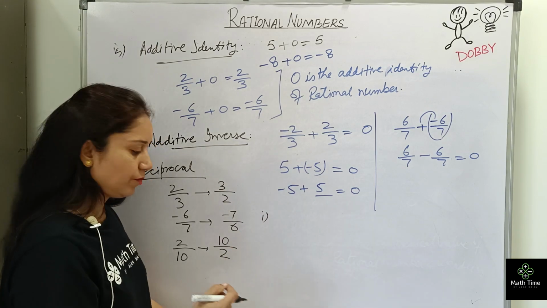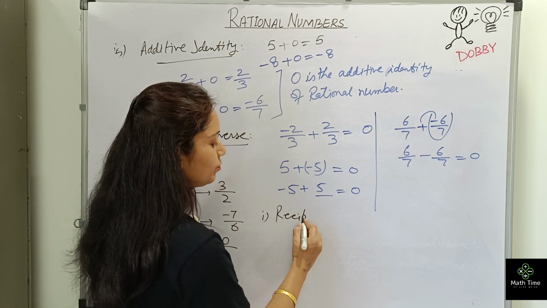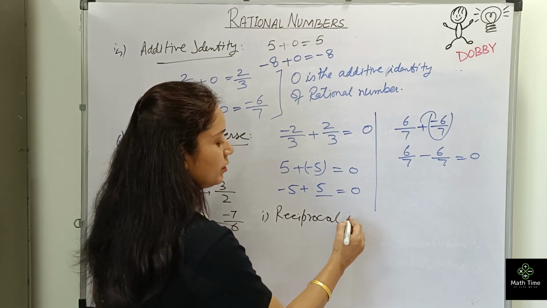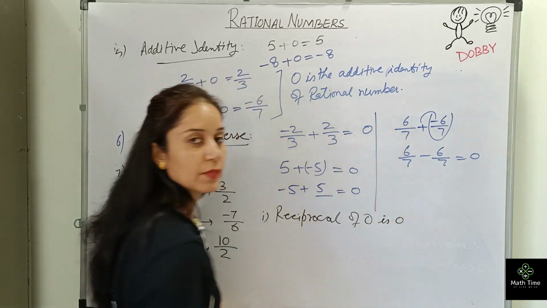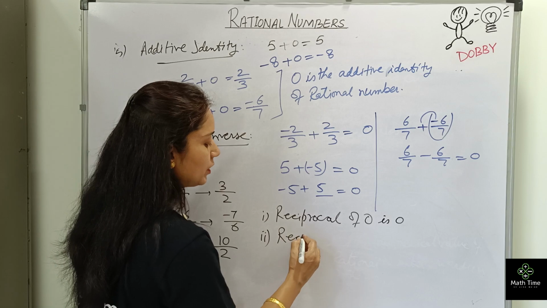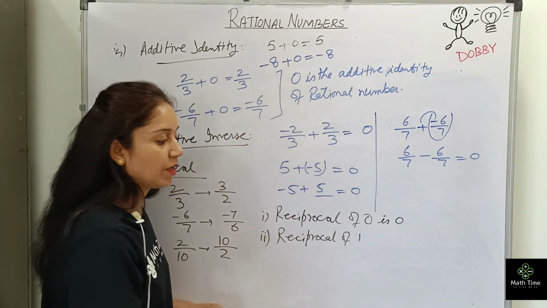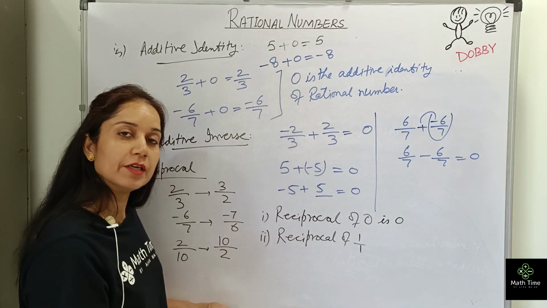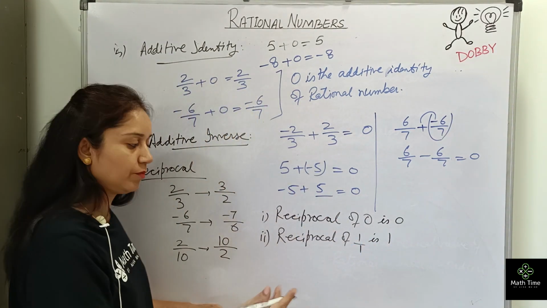Here are some of the small tips. What is the reciprocal of 0? Reciprocal of 0 is 0 only. Okay. Reciprocal of 1. 1 का बताओ. 1 को कैसे लिख सकते हैं हम? 1 can be written as 1/1. रैशनल नंबर, तो उसका उल्टा भी क्या होगा, 1 ओनली, 1/1.